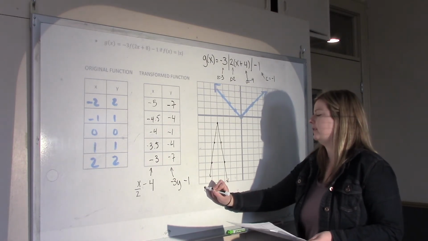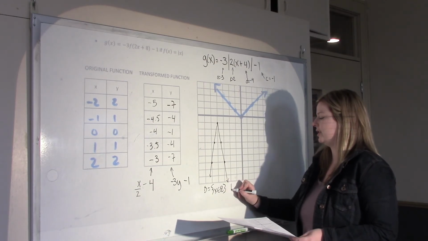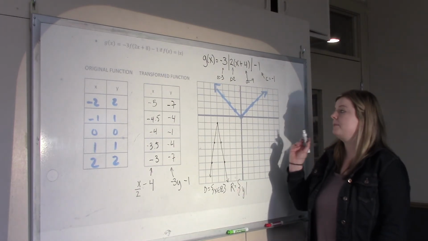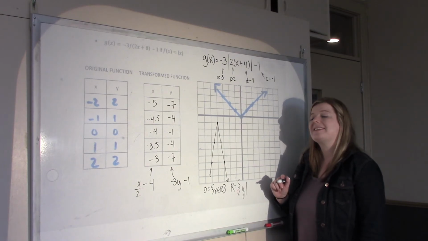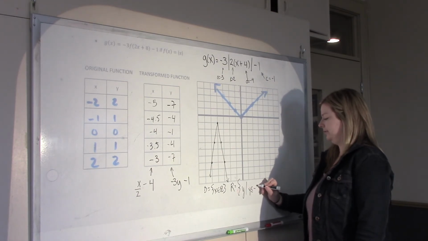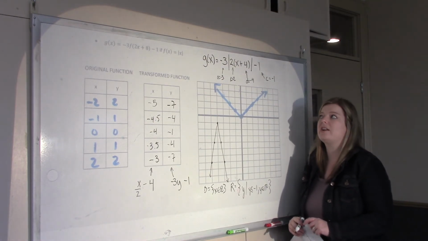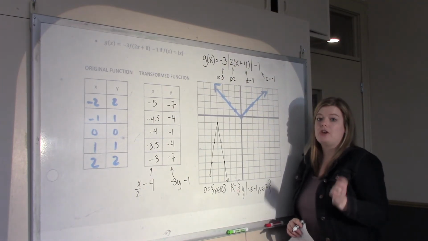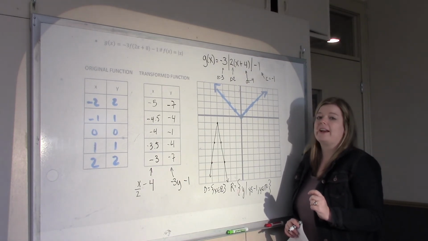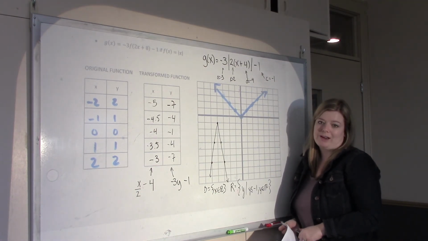Okay, so our domain still will be x is any real number. Okay, that hasn't changed, but our range has changed. Okay, now I want you to think about how the range has changed. It used to be greater than or equal to 0. Now it's less than or equal to -1. Okay, so it switched to less than or equal to because the a value is negative. You have to be really careful for that. That's a very common error to miss that. And then the actual value has gone down to -1 because the whole function has been translated down 1.